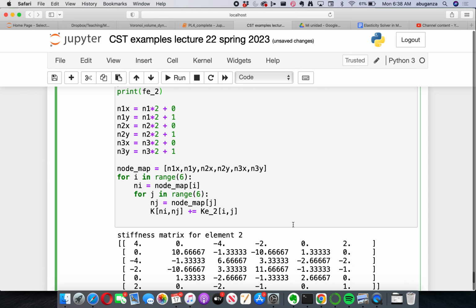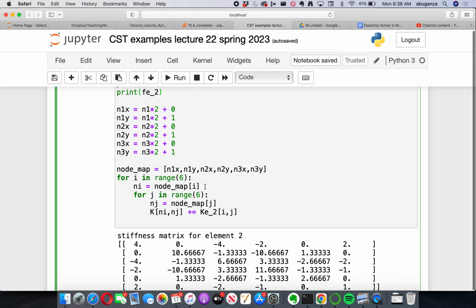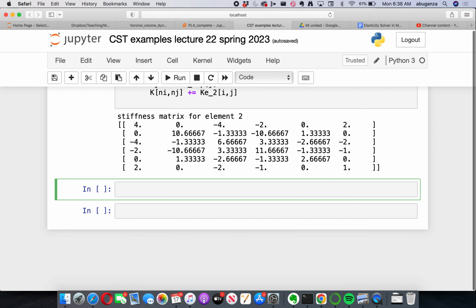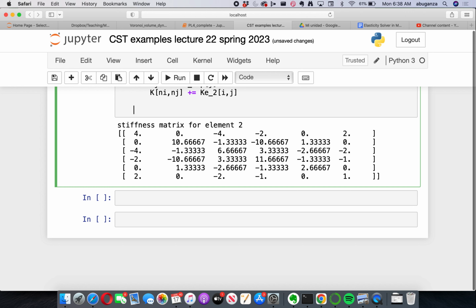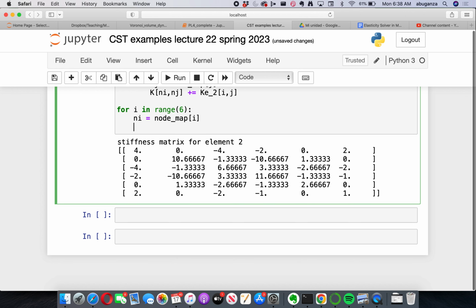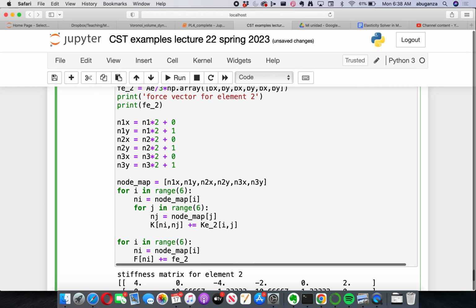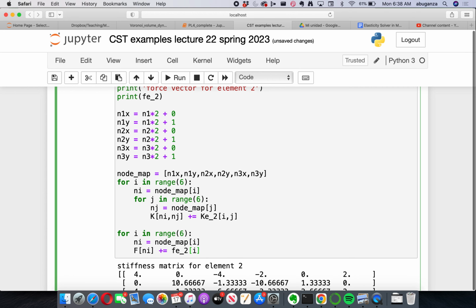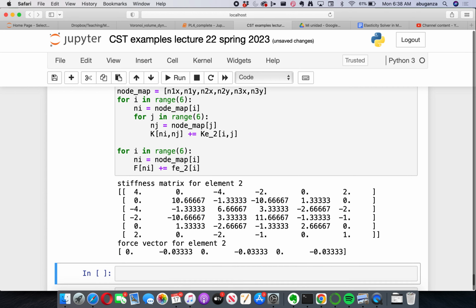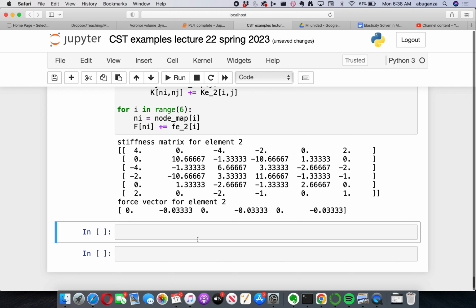And then for the assembly, all I need is 1 for loop instead of 2. I just need F and I plus equal Fe2, is that how I called it? Yes, Fe2I. And that's it. All right, so I have my global stiffness matrix and global force vector.